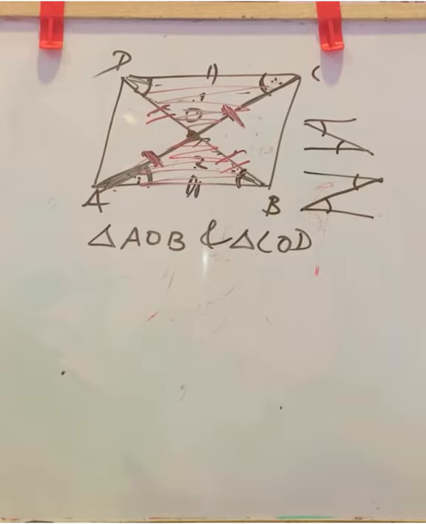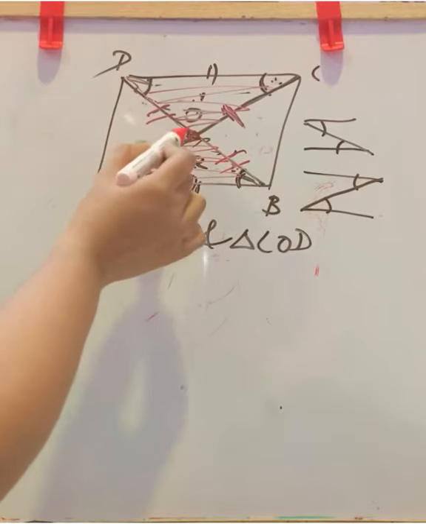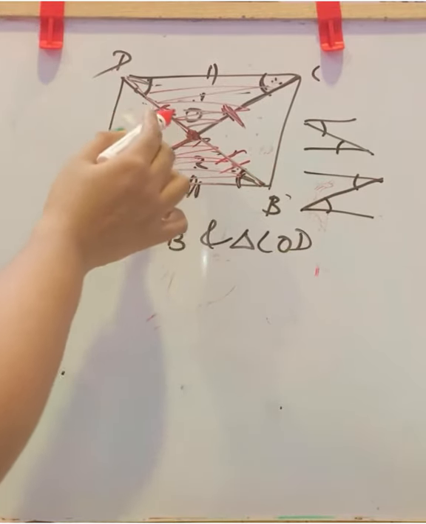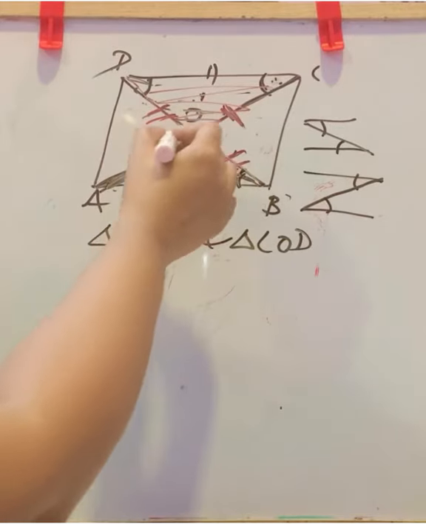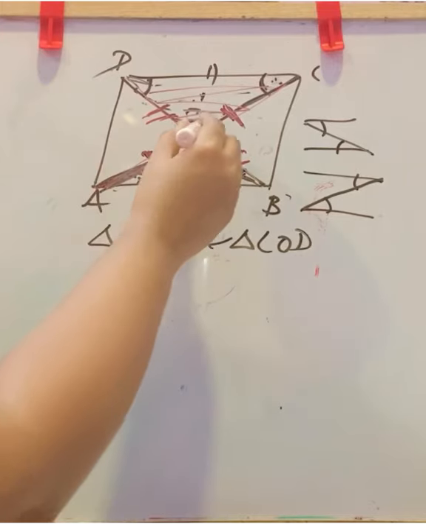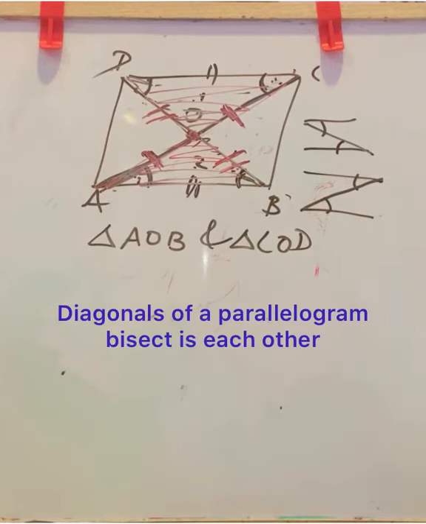If these are equal, it means this point bisects this length. This is the diagonal, so it is bisected at this point. That is why these two sides are equal. Now if these two sides are equal, we can say there is a bisection. This length is equal, this length is equal. That is, we can conclude that diagonals of a parallelogram bisect each other.